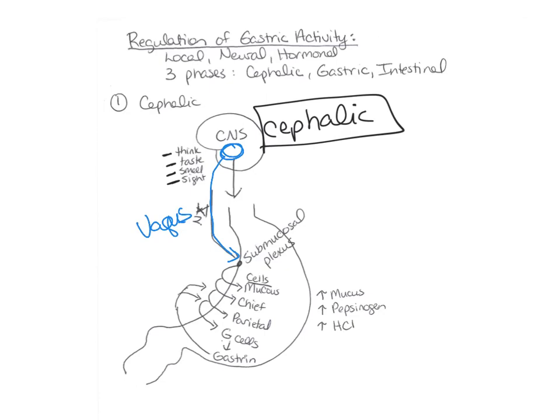It will stimulate the mucus cells and the chief cells and the parietal cells and the G cells, and pretty soon we have a whole lot of gastric juice being produced just because you are thinking about or looking at or tasting food. This phase only lasts minutes. There are some emotional states that can either exaggerate or inhibit the cephalic phase.